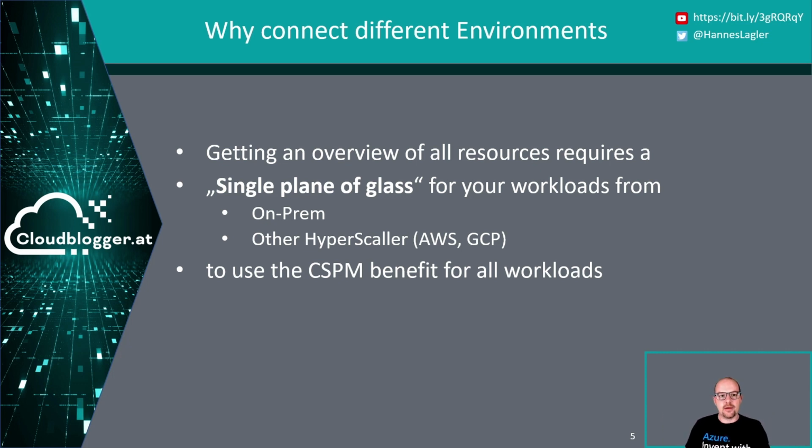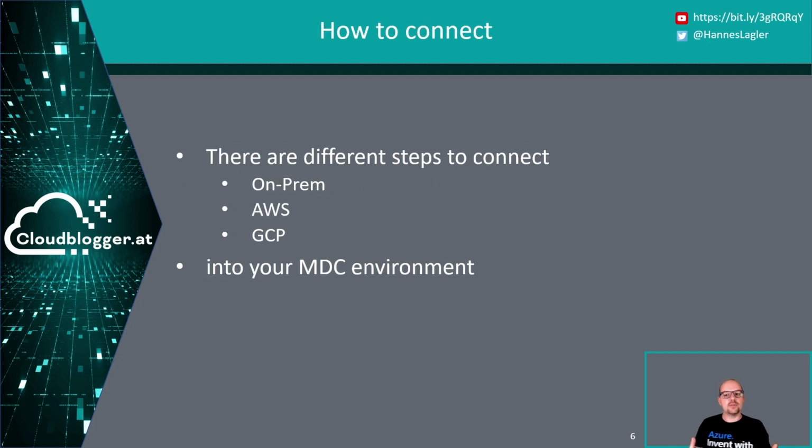So how to connect? What options do you have? We have 3 different options to connect. We can connect on-premise environments, so your servers like Linux or Windows servers. You can connect AWS and GCP in the Microsoft Defender for Cloud environment. It's really, really important to understand, and how to connect is really easy.